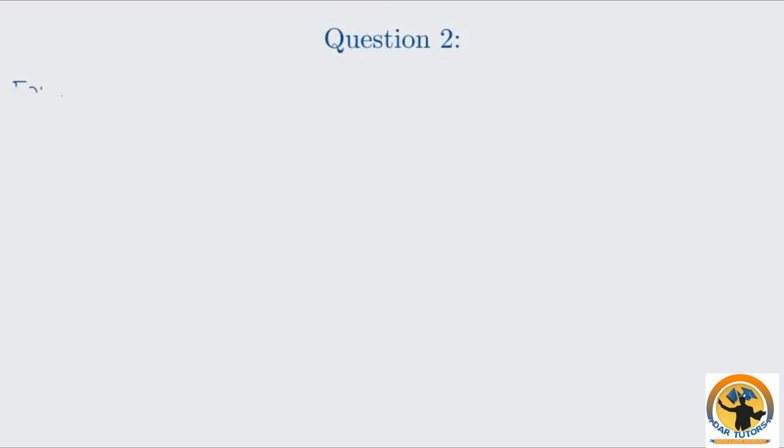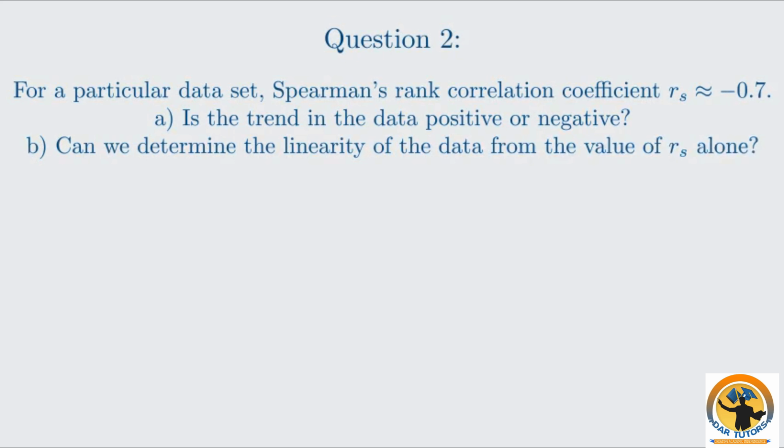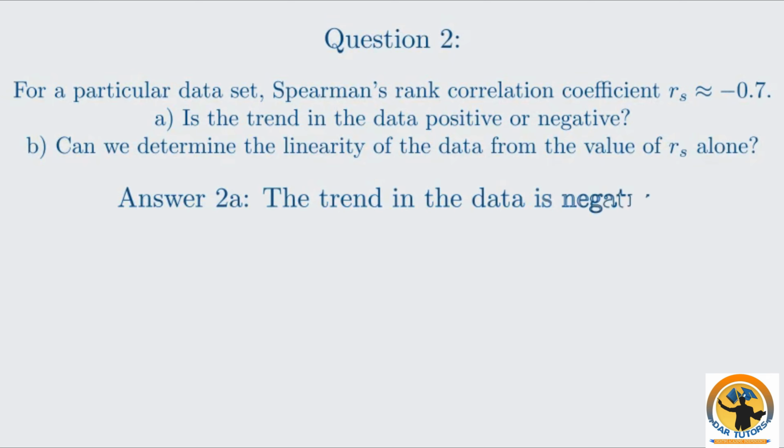Here's our second question. It's a two-part question about Spearman's correlation coefficient. For part A, remember that a negative correlation coefficient indicates a negative trend. As one variable increases, the other tends to decrease. Since rS is negative, the trend is negative.